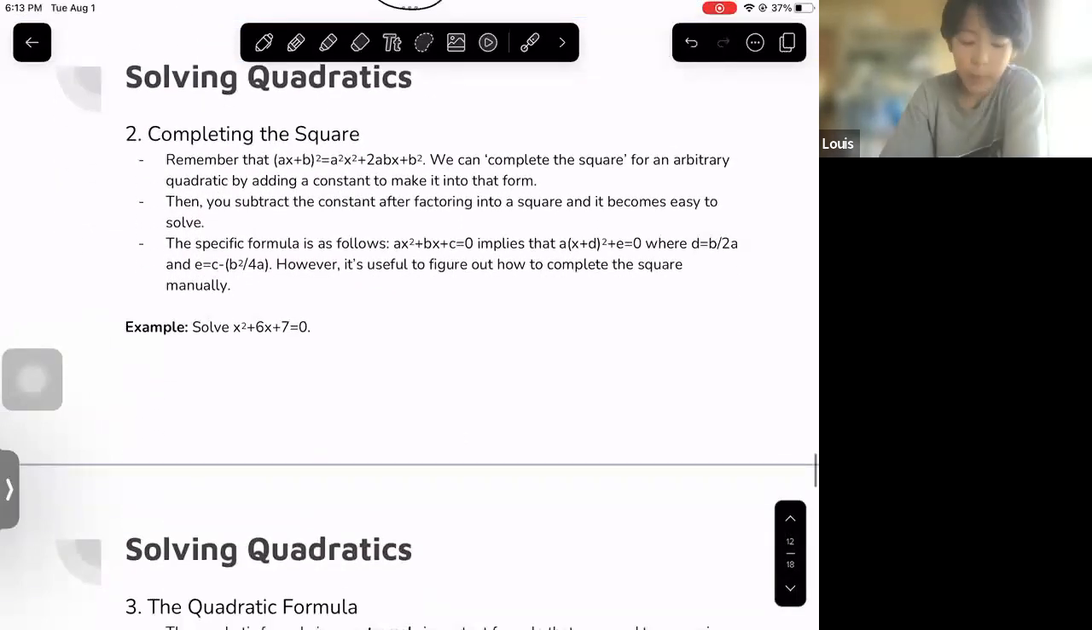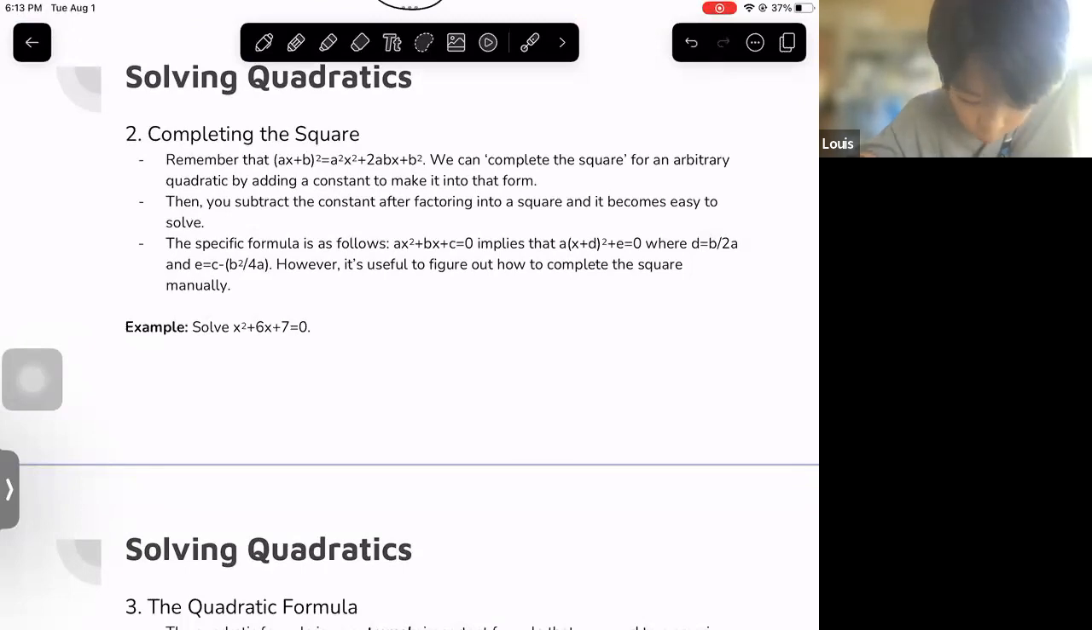We can also solve quadratics by completing the square. Note that (ax plus b) squared is equal to a squared x squared plus 2abx plus b squared. We can complete the square for an arbitrary quadratic by adding a constant to make it into that form.